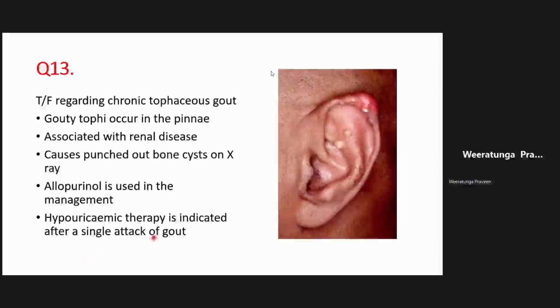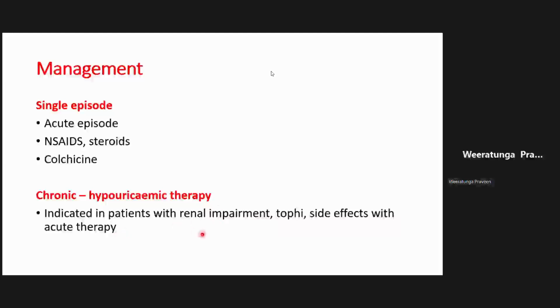So you don't usually give hypouricemic therapy after a single attack of gout unless you have these things like tophi or renal impairment or recurrent episodes.